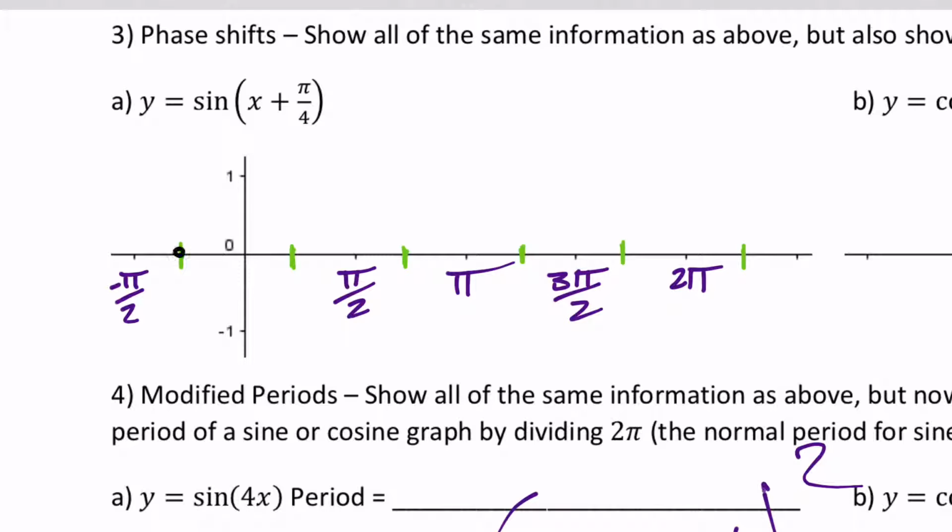So I can start my sine graph there. Sine starts at its middle value at 0, and then it runs through its cycle going up. And all of these tick marks have to occur on these green pi over 4 lines. That is what that shift of pi over 4 is doing to me. So notice everything is pretty much exactly the same. I'm just starting at a different location on the x-axis. And there we go. I have one full cycle of my sine graph.